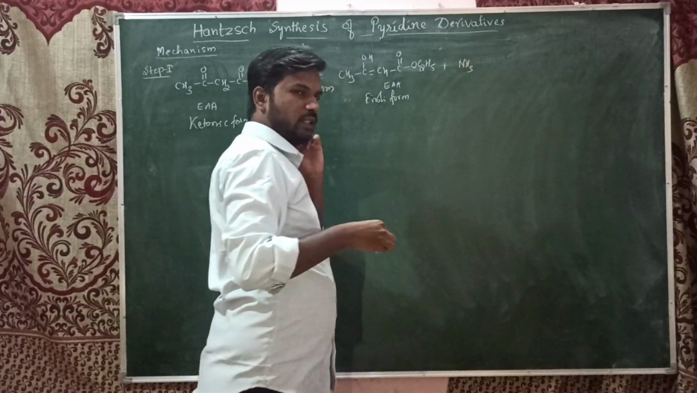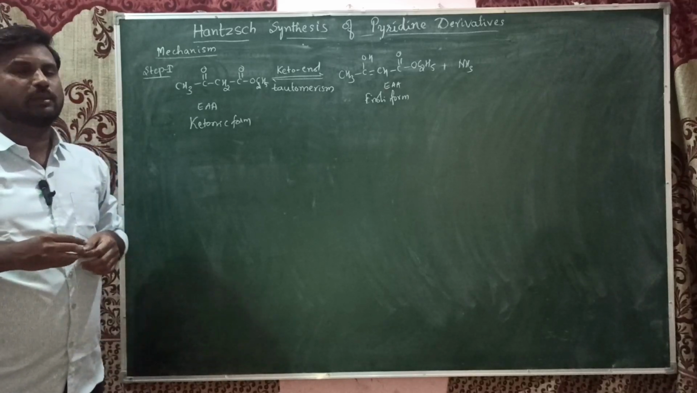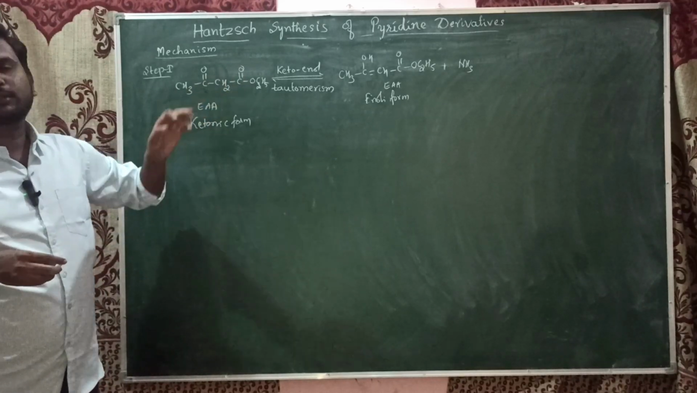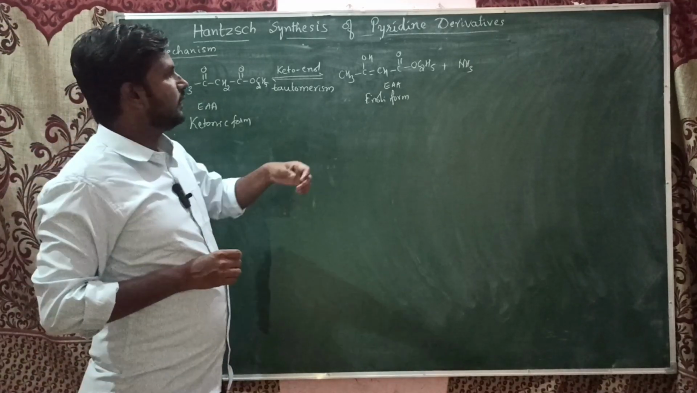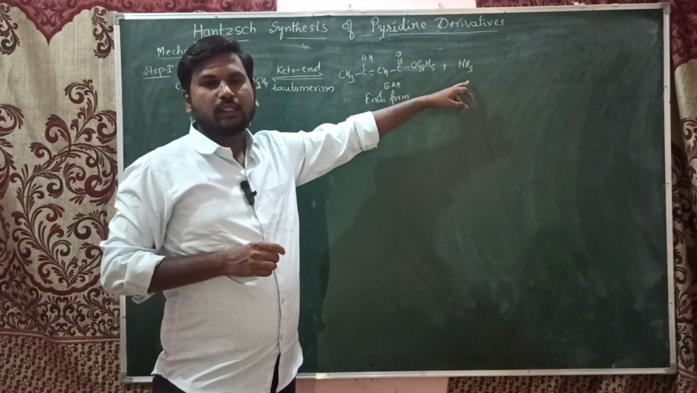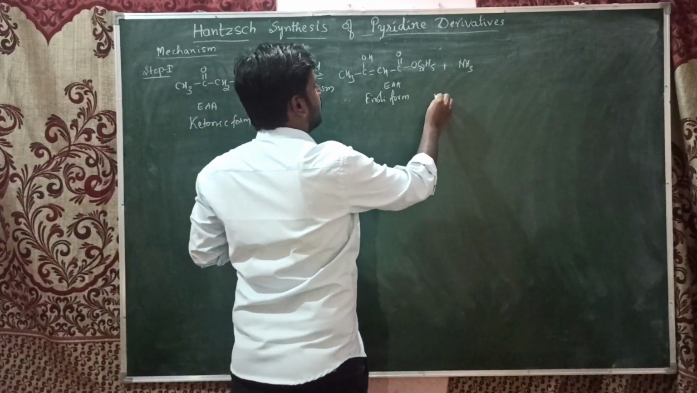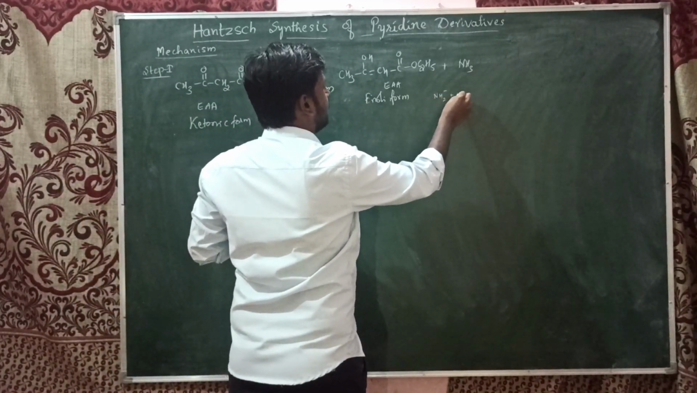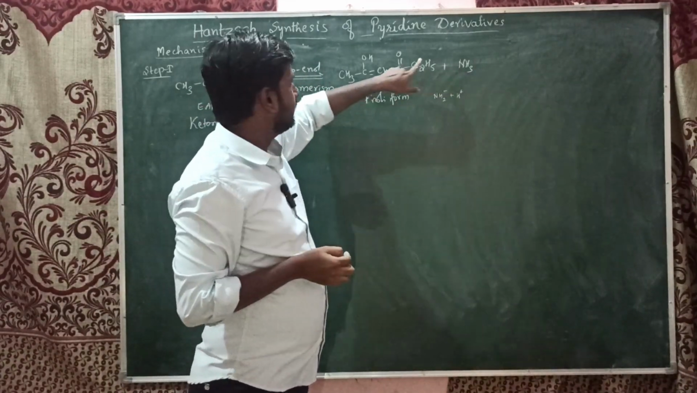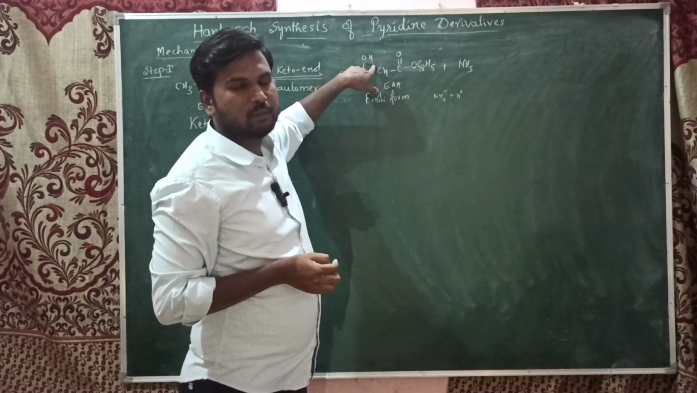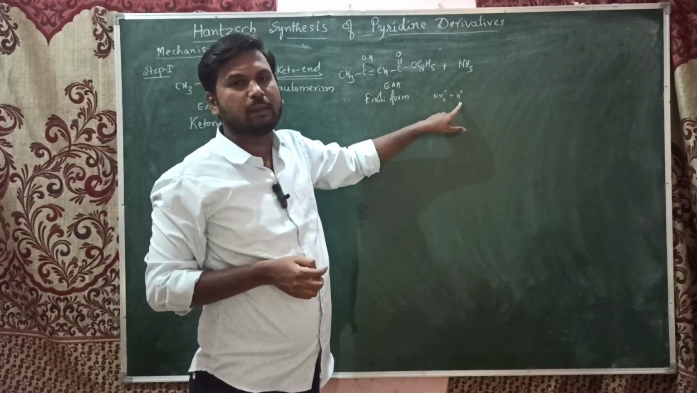When this is treated or condensed with ammonia, usually when ketones react with ammonia, the condensation product will be the imines. So here let's just substitute, then it will be easier for us to understand. Here this ammonia will be NH2 minus and H plus. The OH minus will be replaced by this NH2 minus, and this OH minus and this H plus will be eliminated as water.